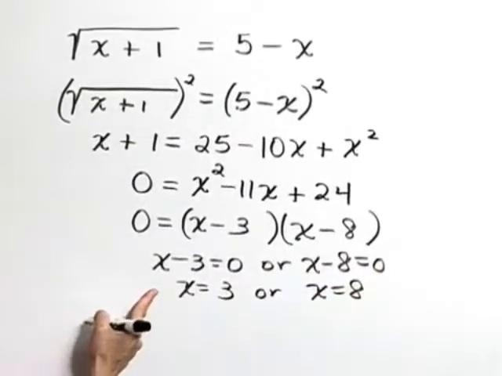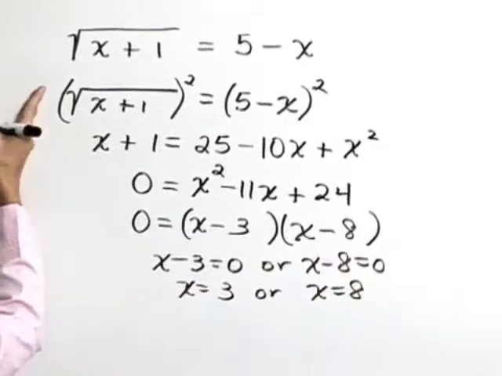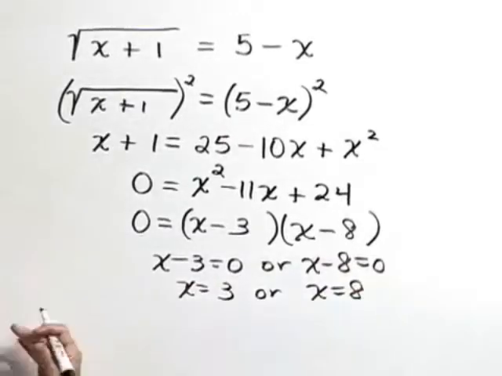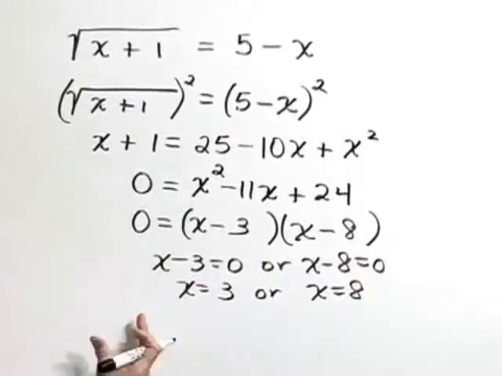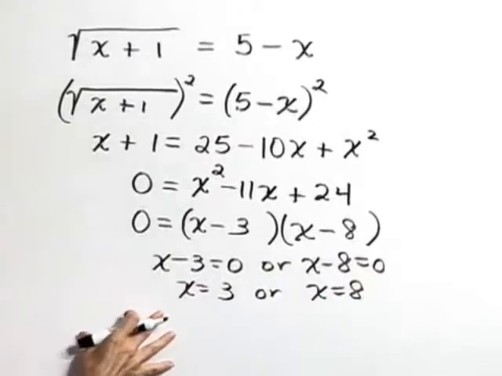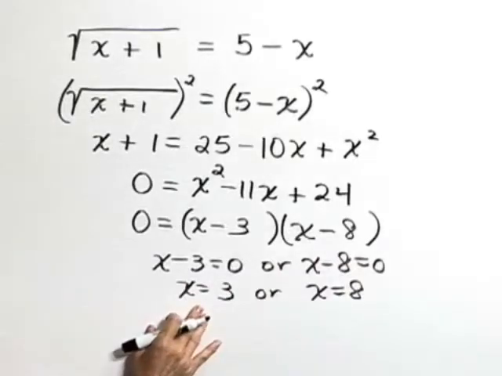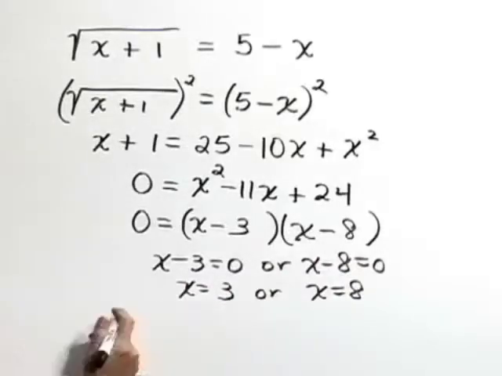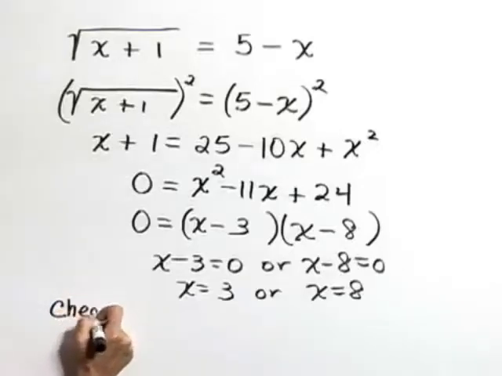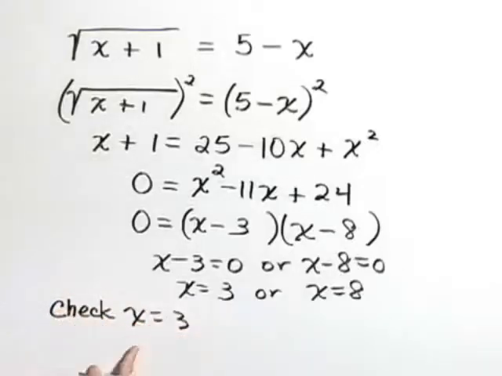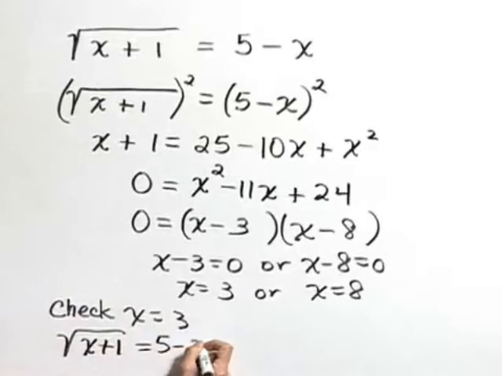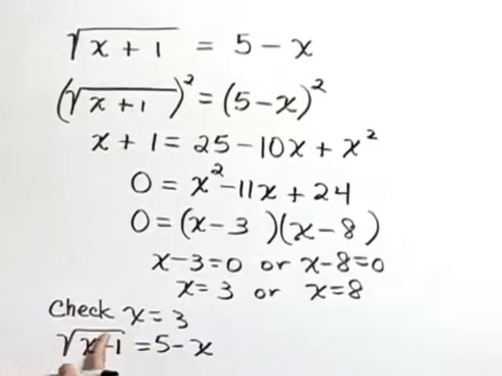Now, as we square both sides of an equation, as we had to do in this example, we can sometimes produce a false solution, an extraneous root. So we need to go ahead and check both of these possible solutions. Let's check that value, x equal 3. Remember to go into the original equation, which was the square root of x plus 1 is equal to 5 minus x. Let's substitute 3 in for x.